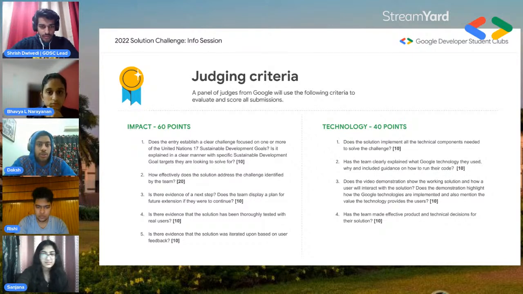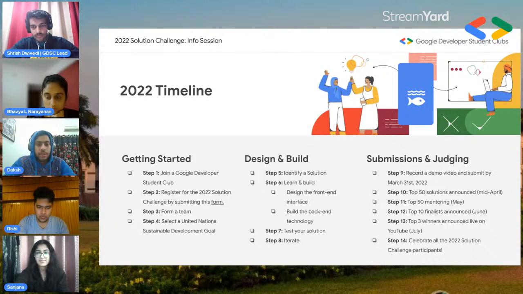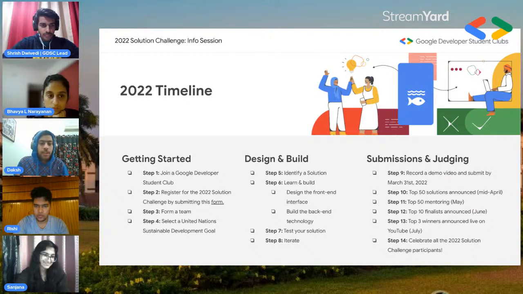So basically the timeline has three main parts. The first one is getting started. To get started with the solution challenge, you have to join a Google Developer Student Club. You have to register for the student challenge by submitting the form that we'll be sharing soon. You'd have to form a team and select one of the 17 sustainable development goals.